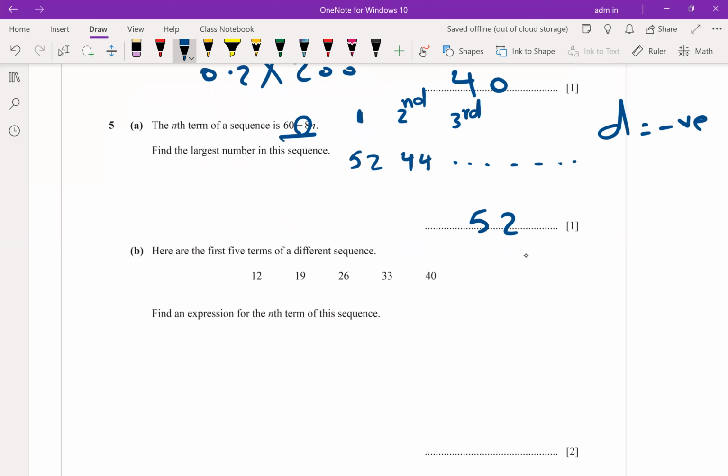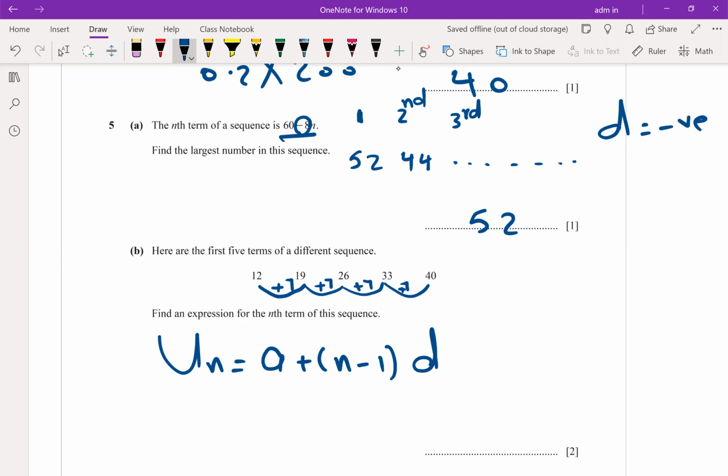Here are the first 5 terms of a different sequence. 12 becomes 19. Add what? Add 7. Add 7. Add 7. Add 7. This sequence is called an arithmetic sequence. Do you remember the nth term of this sequence? The nth term of an arithmetic sequence is a plus (n minus 1) times d.